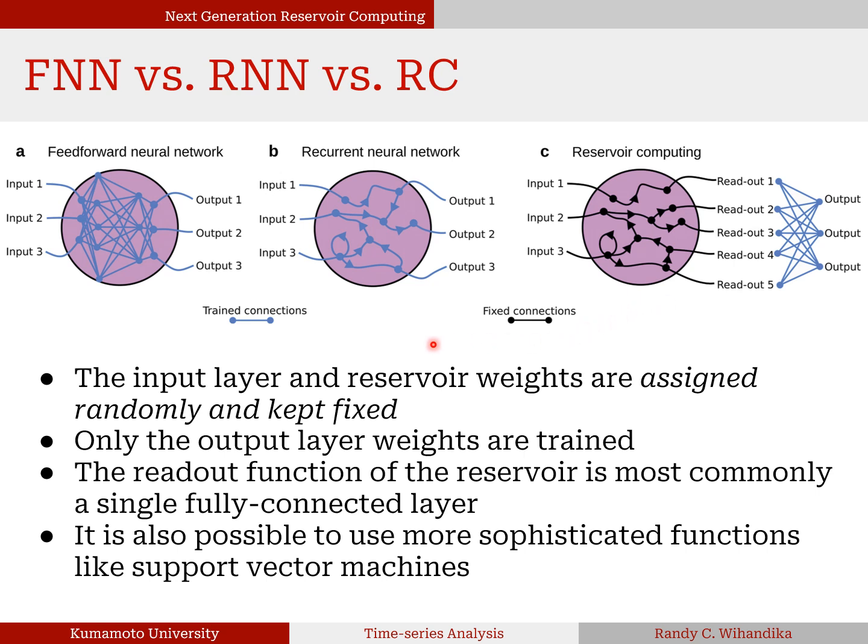So in RC, the input layer and reservoir weights are assigned randomly and kept fixed, not trained. And only the output layer weights are trained right here. The readout function of the reservoir is most commonly a single fully connected layer that is right here. And it is also possible to use more sophisticated functions like the support vector machines, or SVM.